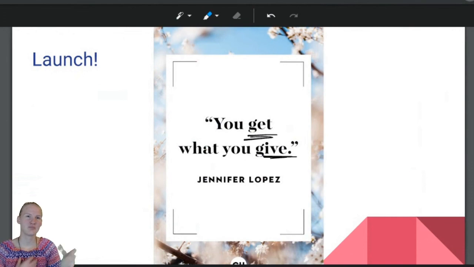But be the change you want to see in the world. If you want kindness, give it away. You can't just sit around and wait for people to be kind to you in order for you to initiate some kindness. So, give what you want to get back. And you might not get it back, but at least you gave it and you started trying to make the world a better place. So, that is my launch for you today.